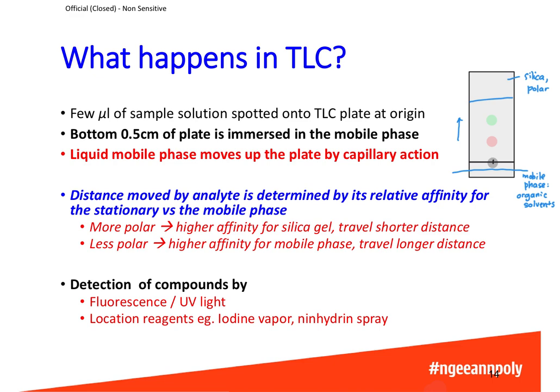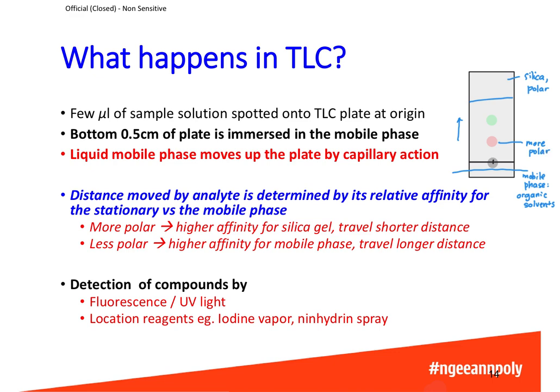What makes one analyte travel a shorter distance and another analyte travel a longer distance? The distance moved is determined by the relative affinity of that compound for the stationary phase versus the mobile phase. So if a compound is more polar, then it would have a higher affinity for the polar silica gel, and so it will travel a shorter distance. So this compound over here is more polar, and that's why it travels a shorter distance.